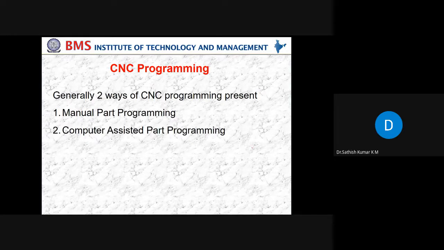Manual part programming means we are going to write the program and input it to the MCU. Computer assisted part programming is a case wherein the computer itself generates the program if you give it a part shape. From the student perspective, what is important is to understand manual part programming and not computer assisted part programming.